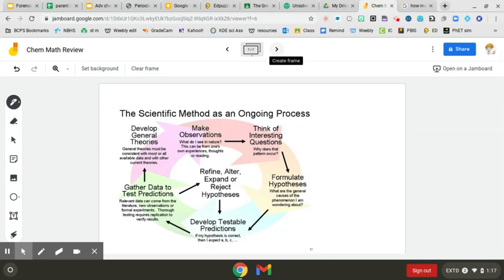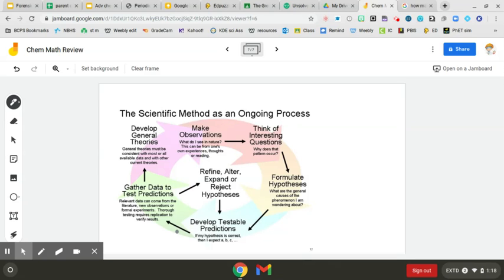So, of course, we start by making observations. Hey, what's going on here? What did I see? Think of interesting questions. Formulate a hypothesis. What do we think is happening? Now, this is the key step. You have to develop testable predictions, right? So it has to be something you can test.